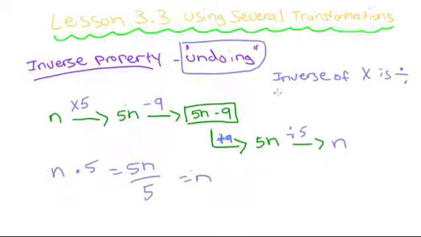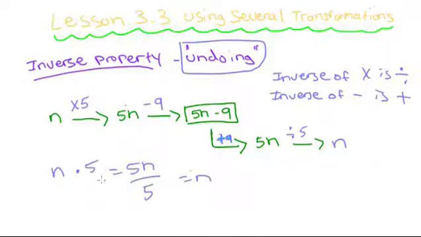Okay. Well, the inverse of subtraction is addition, and vice versa. The inverse of addition is subtraction. The inverse of division is multiplication. So we did 5n minus 9, and we get 5n minus 9. But then we add 9 again, and we get 5n. We get what we started with.